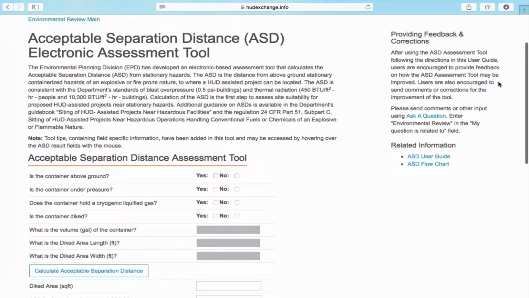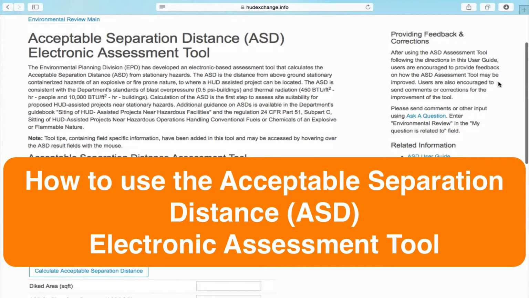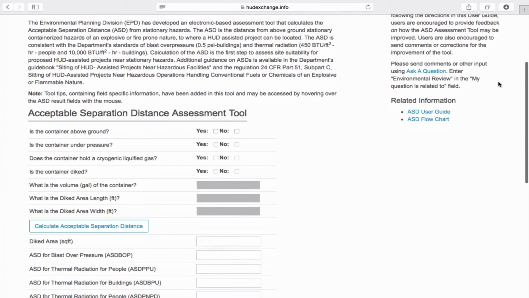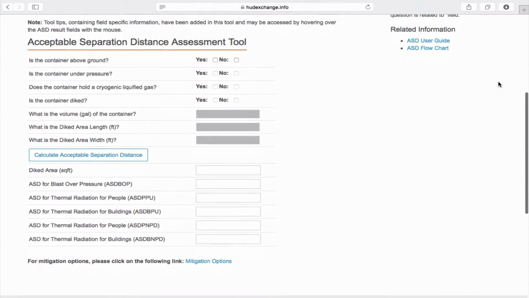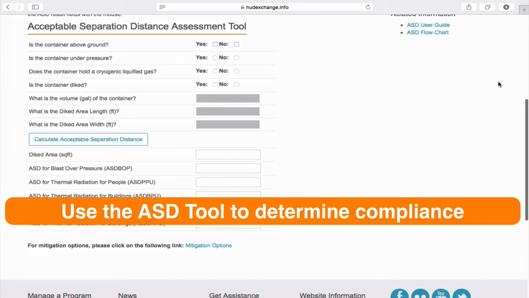This video shows how to use the Acceptable Separation Distance Electronic Assessment tool to calculate whether acceptable separation distances exist between a building and nearby flammable or explosive objects. This calculation determines whether or not there is compliance.